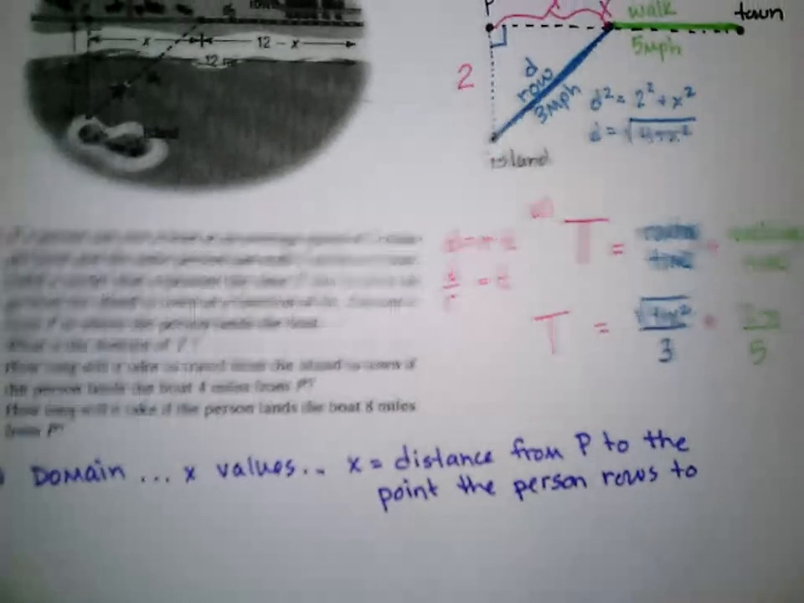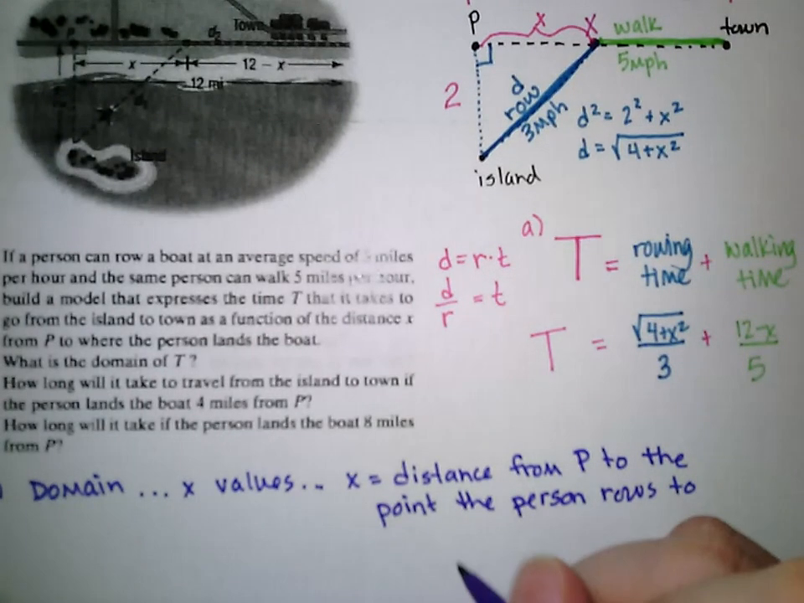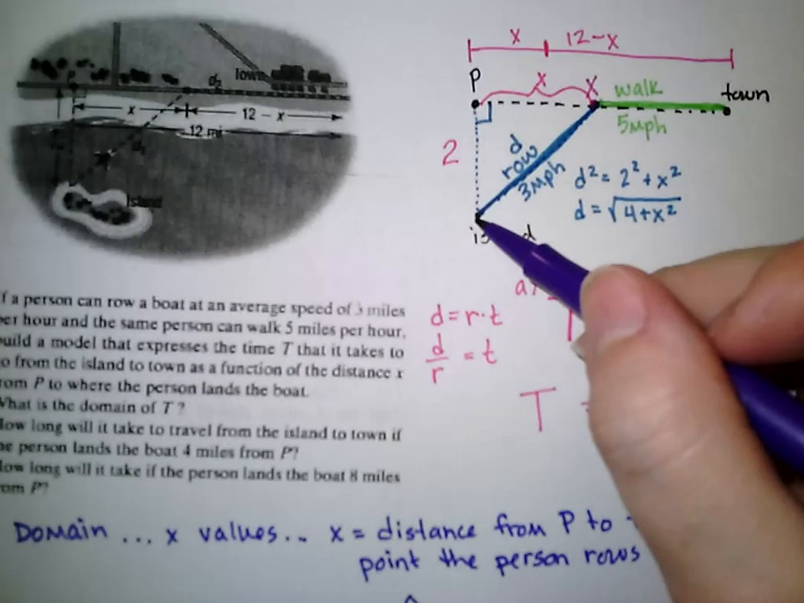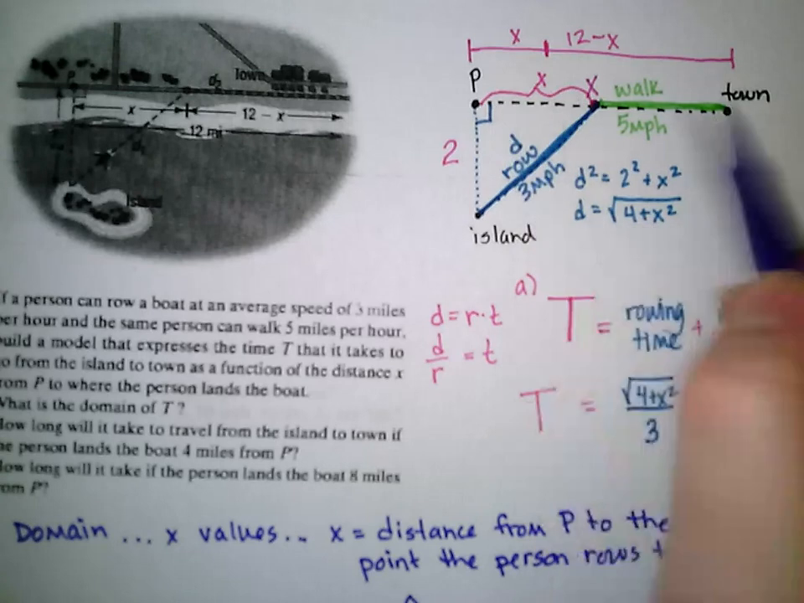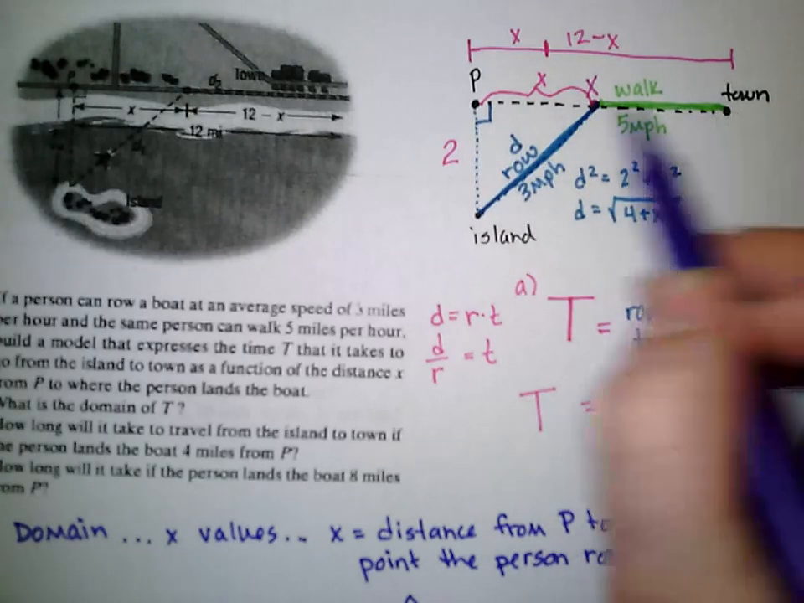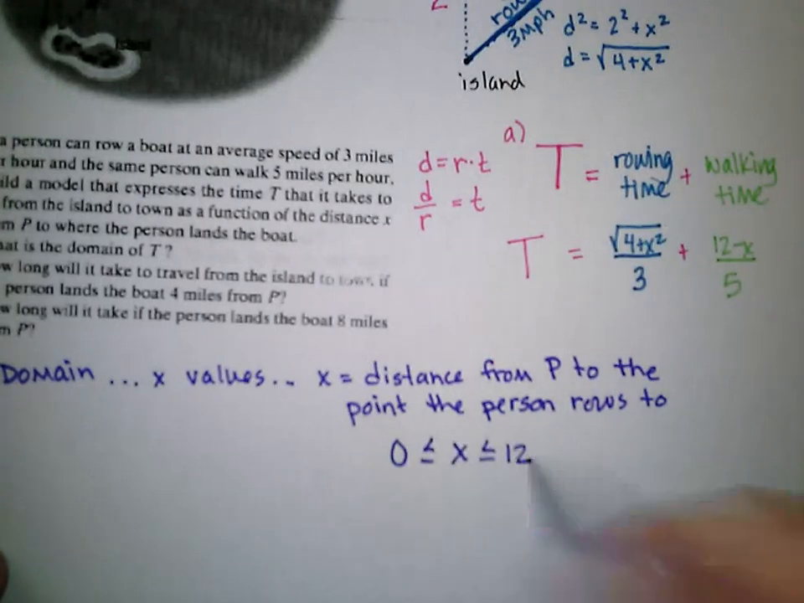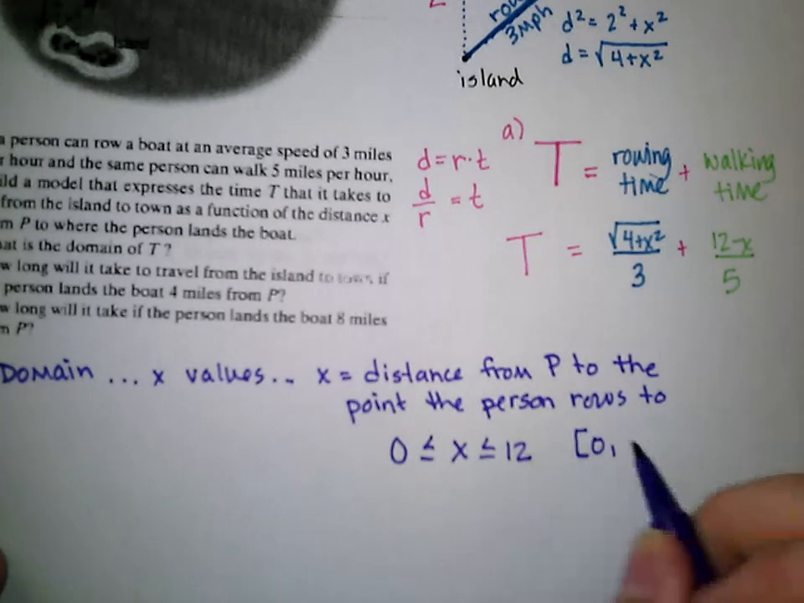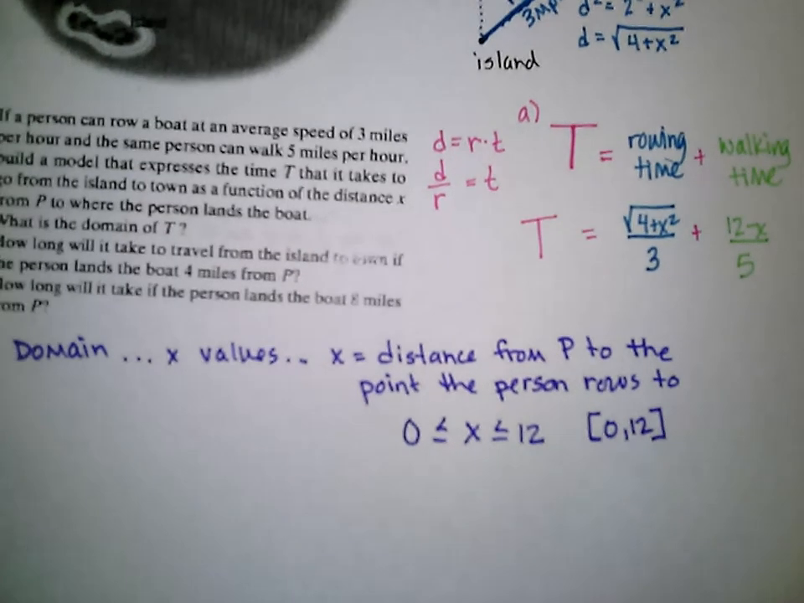So if the person rows straight across, that distance is going to be 0. So the shortest distance it could be would be 0. If the person rows just all the way into town, then the longest this x can be, if they go straight over to town like that, would be 12. So our x's have to be between 0 and 12. So that would be our domain, either in inequality, which you can put into set builder, or interval notation.